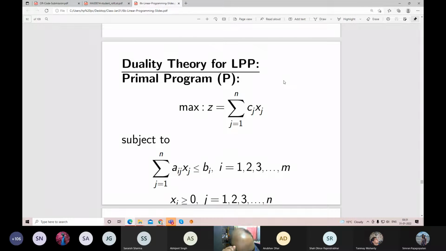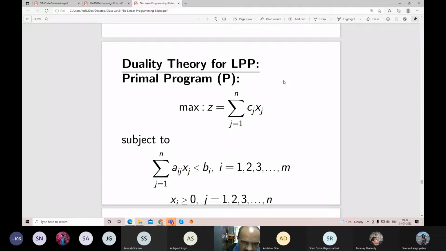When I have only one problem, I will not name it problem 1 or problem 2. I will just say it is a problem. When there are two problems, I will name them: this is the first problem, this is the second problem. Here, the first one, whatever I have stated, is the primal linear programming problem. With respect to the primal linear programming problem, we have the dual linear programming problem.